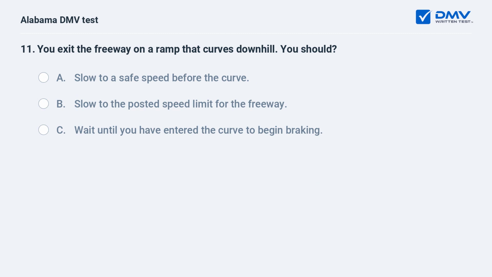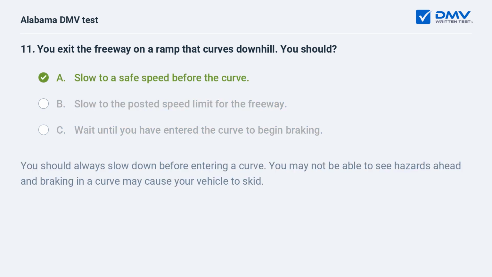You exit the freeway on a ramp that curves downhill. You should A. Slow to a safe speed before the curve. B. Slow to the posted speed limit for the freeway. C. Wait until you have entered the curve to begin braking. The answer is A. You should always slow down before entering a curve. You may not be able to see hazards ahead, and braking in a curve may cause your vehicle to skid.